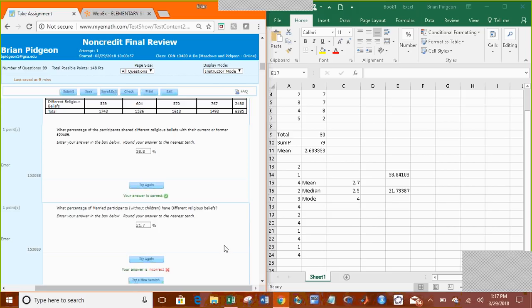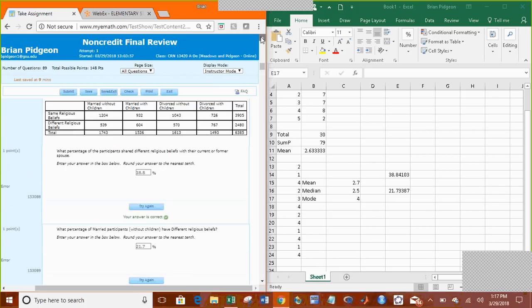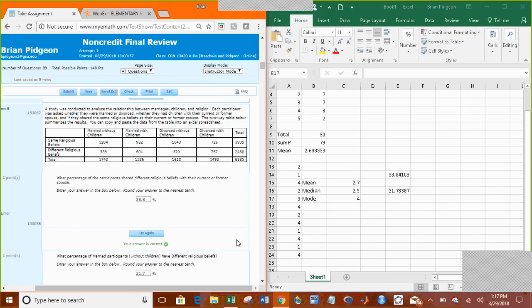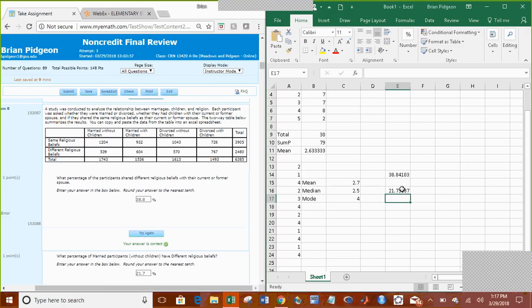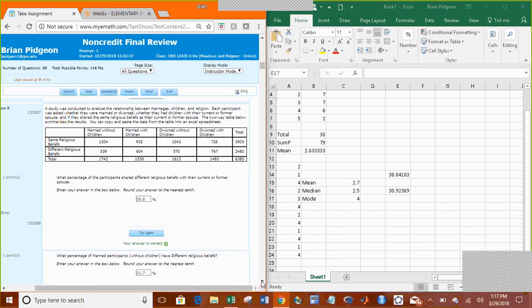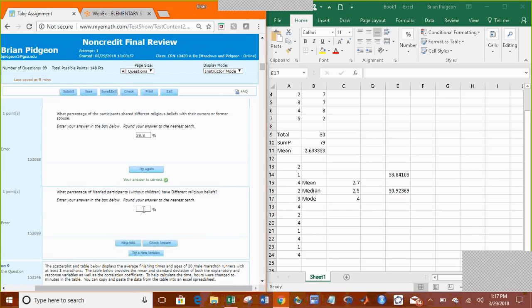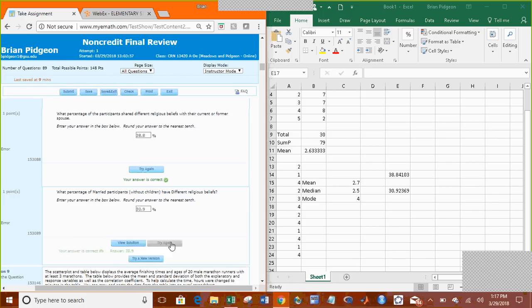Percentage of married. I did the wrong one. Oh, duh. I'm sorry. I did the wrong column. Different religious beliefs is not 2,480, it's 1,443. What percentage of married without children? 30.9. So it is important, just be careful with what group you're looking at.